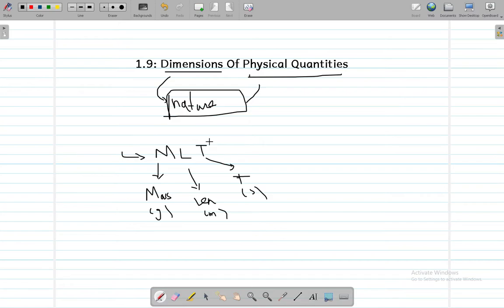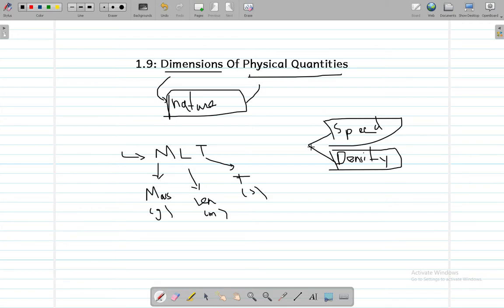Now in physics we denote every other quantity, for example speed, or you might say density. Let me write density over here. Both density and speed are physical quantities, and we represent them in this form, which is called MLT. Now I'm going to show you how to represent a quantity in this form, which is mass, length, and then time.